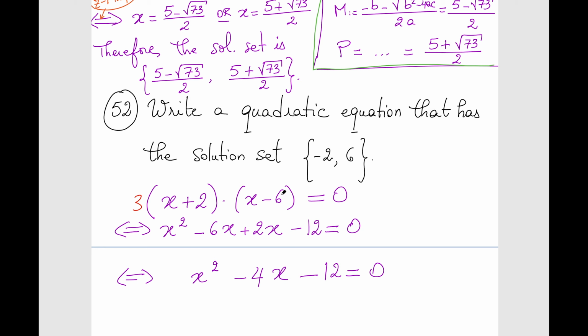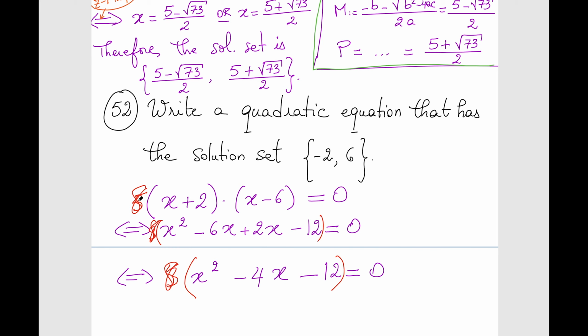And if you multiply this guy by 3, that's going to be also multiplied by 3. And that's going to be also multiplied by 3, right? Because the purple part is the same as this. So what do we get? We get 3x squared minus 12x minus 36 equals 0. This is another quadratic equation with this set as being the solution set. And you can do 5, right? You can do 8. You can do whatever number you want here.